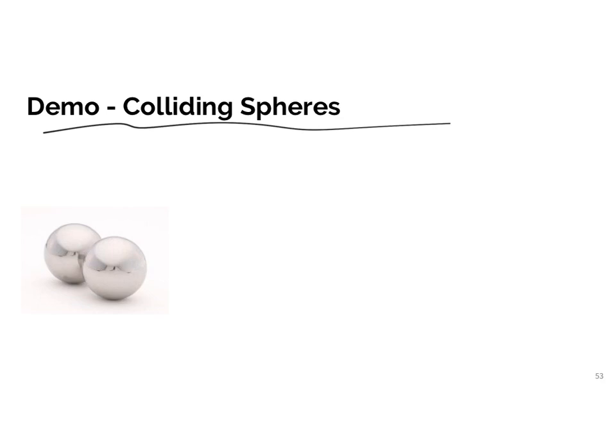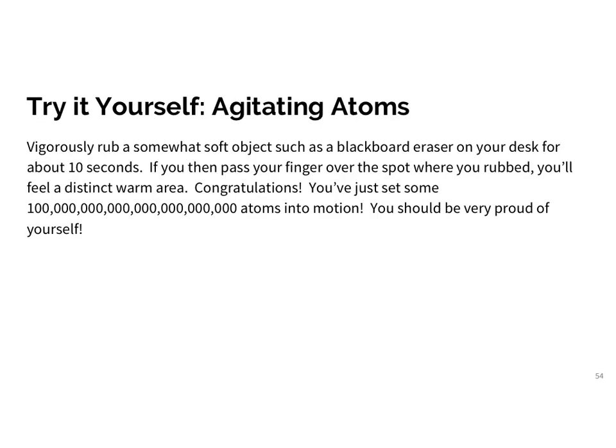One thing you can do yourself, it's silly, but you can, if you rub a soft object, such as a blackboard eraser, on your desk for a little bit and pass your finger over it, it'll be hot. And the reason it's hot is because you're doing all this work to excite electrons, and then you're giving it thermal energy. So it's this combination of energy transferring and energy transforming to make that happen.